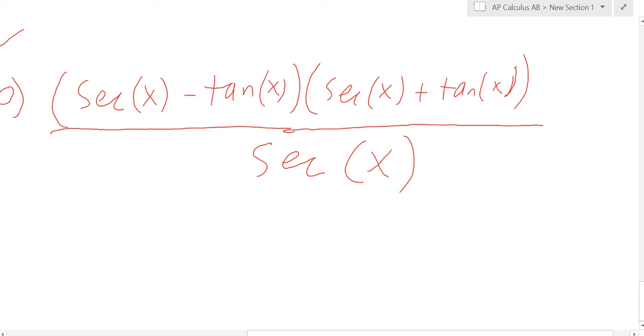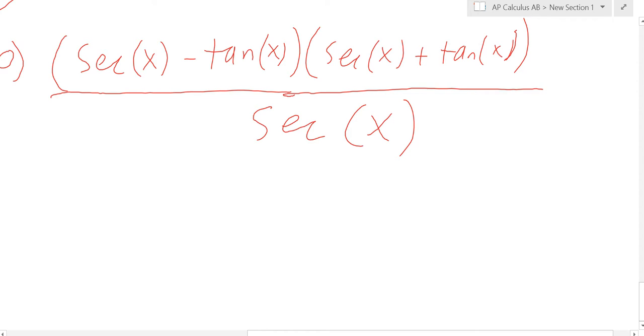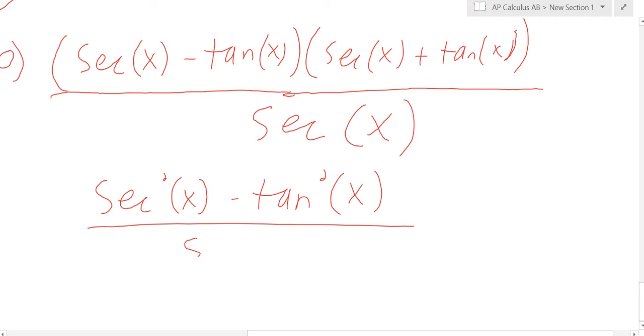Do you see this? Okay? If you FOIL out the top, they're conjugates. Do you see that they're conjugates? Yeah. So when you multiply them together, you just get the first one squared minus the second one squared, all over secant of x still. Are we okay with that?